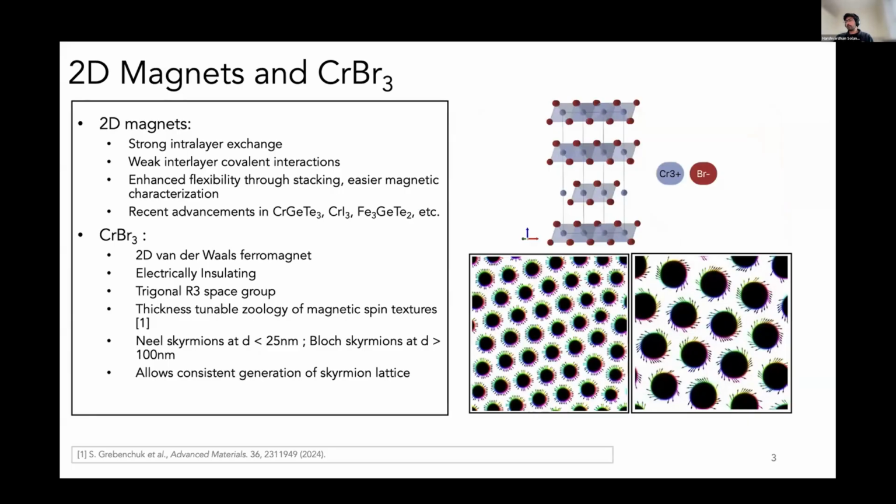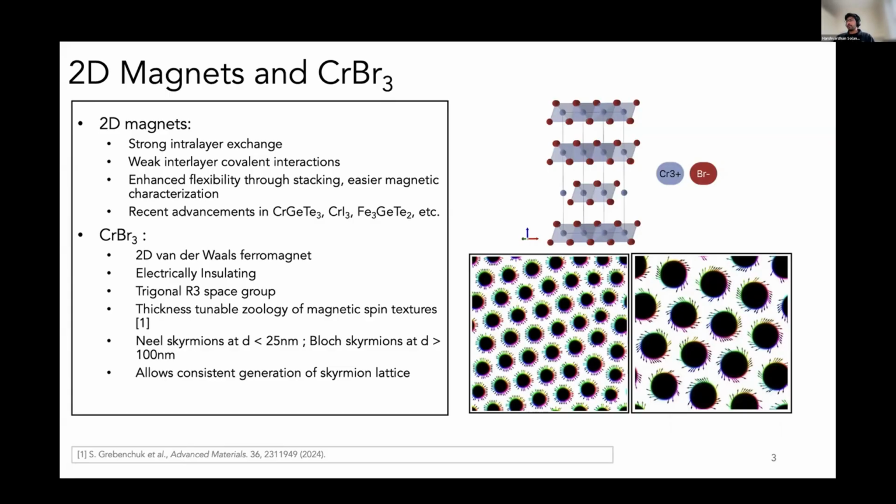So chromium tribromide belongs to a class of 2D van der Waals insulating ferromagnets, and it has recently been shown to be able to forge a large variety of spin textures tunable by sample thickness. So over here, as you can see, I hope you can see my cursor as well. Here you can see a lattice of Néel skyrmions stabilized at lower thicknesses, and over here you see a lattice of Bloch skyrmions stabilized by a higher sample thickness. And this has been shown in this publication by Grebenchuk and co-authors.